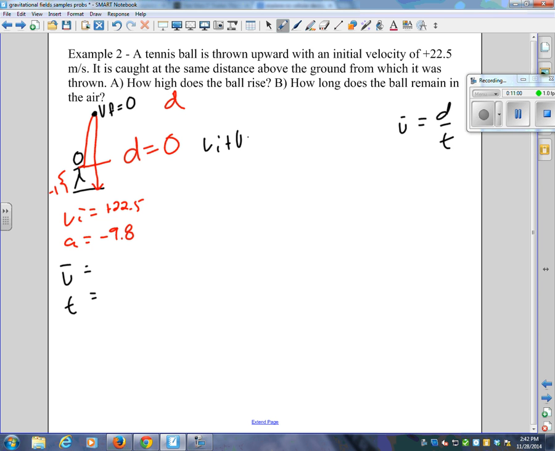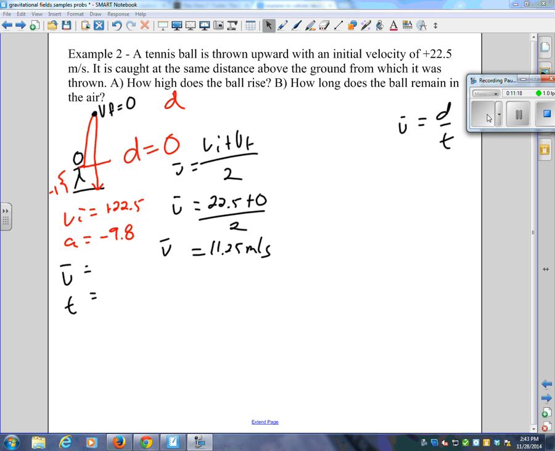V bar equals, right? I apologize for the messiness there. So 22.5 plus 0 over 2, 11.25 meters per second. That's our average. I need the time too, don't I? How am I going to get time?